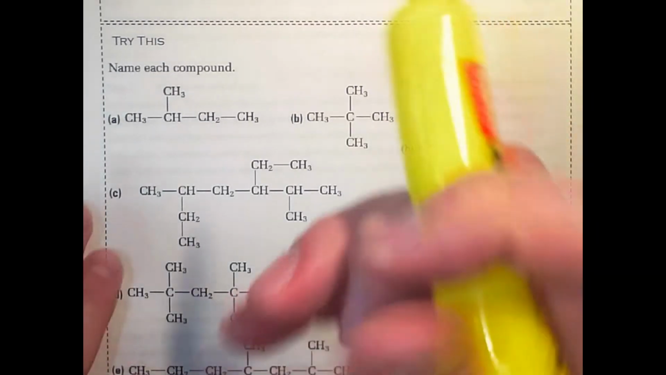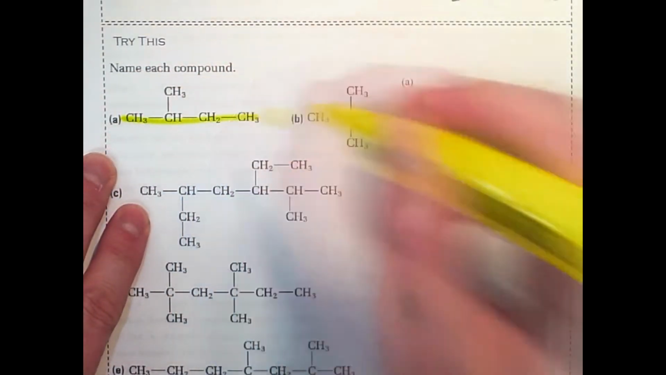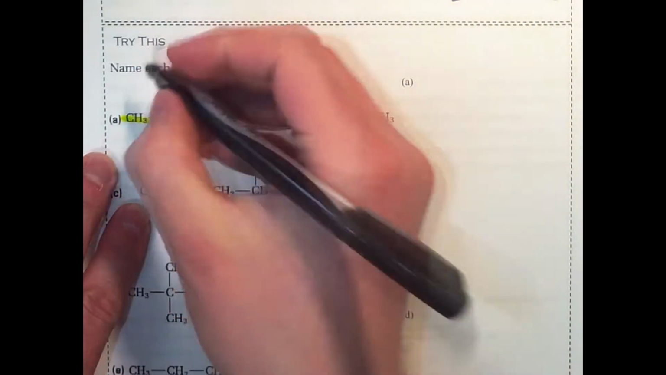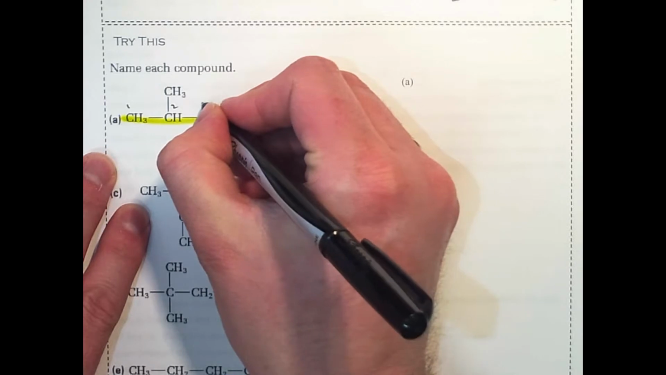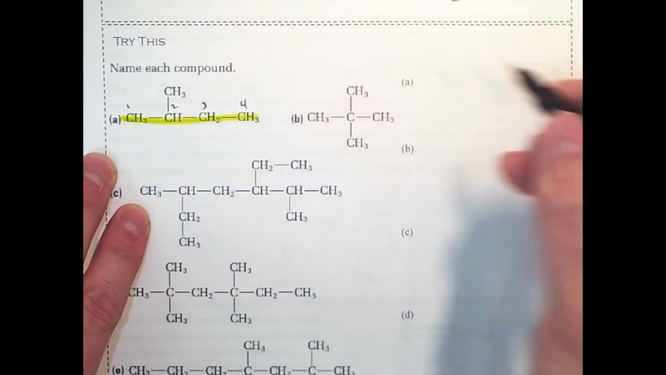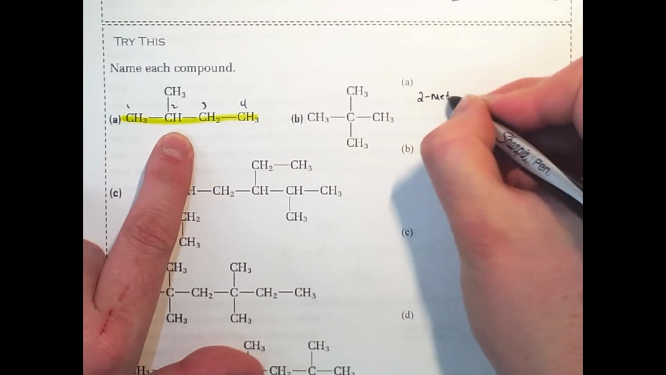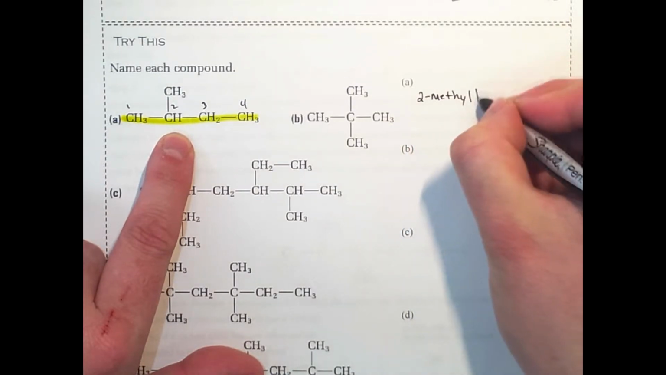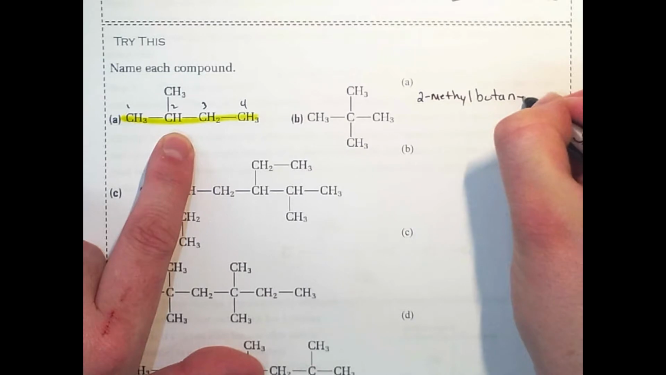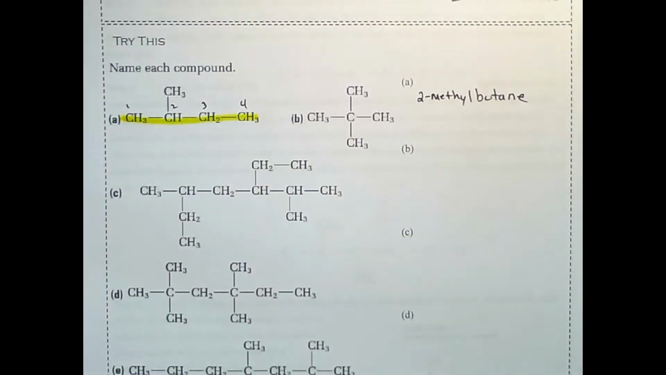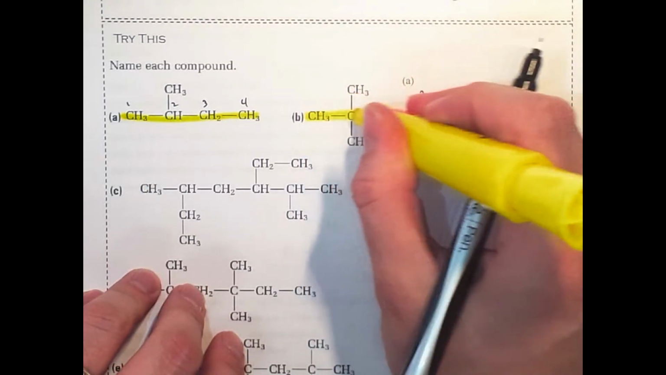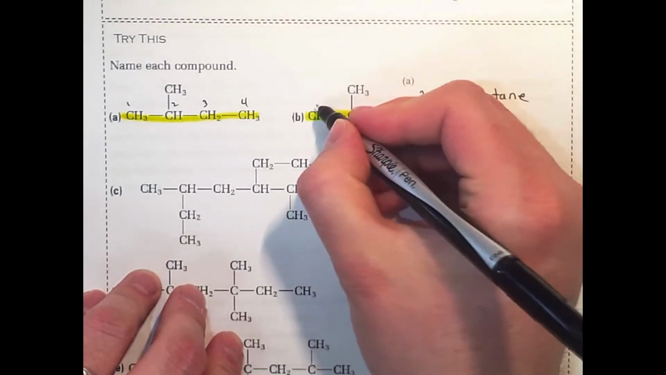So for A, we do the longest chain. We number so the branch is closest to the smallest number. So for A, I have a methyl group at 2, so I write 2-methyl. And a 4-carbon chain is called butane. So 2-methylbutane.